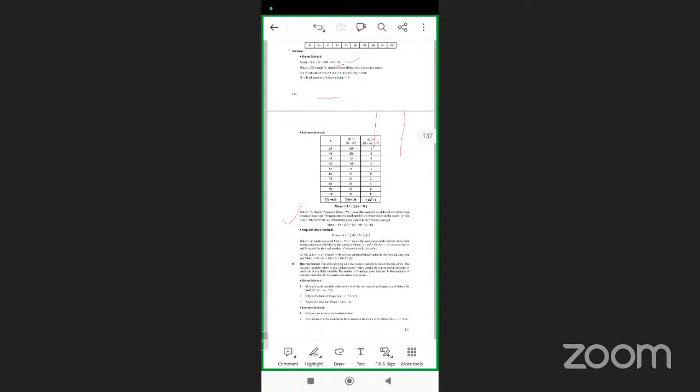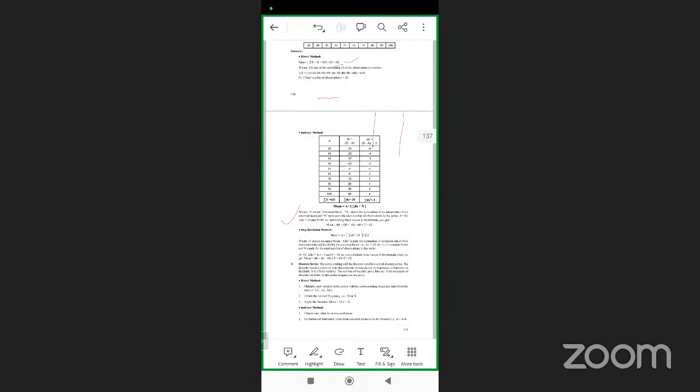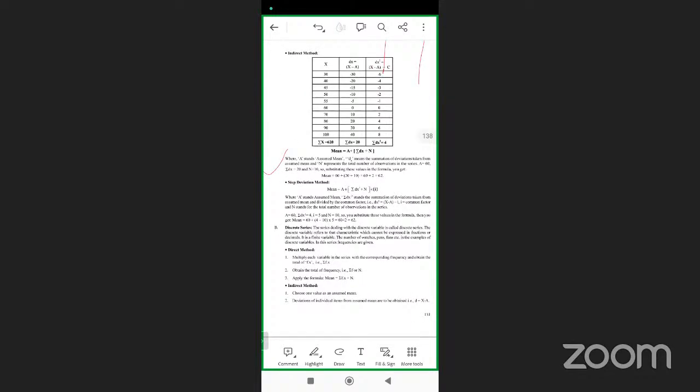30 minus 60 is minus 30. And then (x minus A) divided by the value c. Then when you divide by 5, minus 30 by 5 is minus 6, minus 20 by 5 is minus 4, minus 15 by 5 is minus 3, like that you are getting d of x. And when you sum d of x, summation of d of x is equal to 4. Now the mean is equal to A plus step deviation method. Here see, A is equal to 60, sum of d of x is equal to 4, we got it, and c is equal to 5 and n is equal to 10. So you substitute these values in the formula, then you will get mean is equal to capital A, 60, plus sum of d of x, that is 4, divided by 10, into 5, that is equal to 60 plus 2, which is equal to 62.